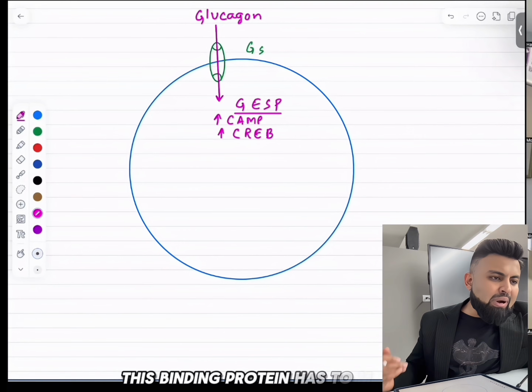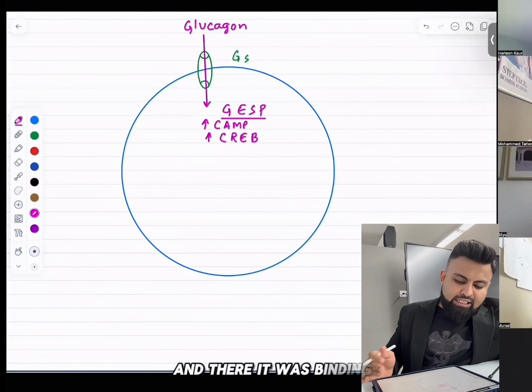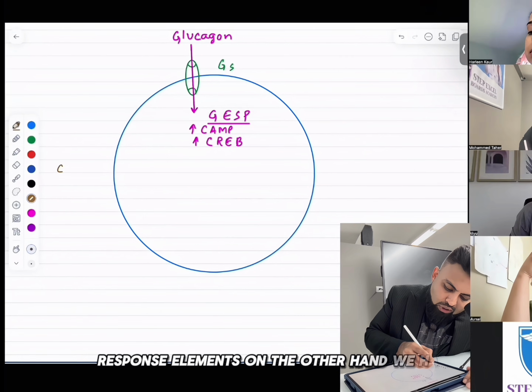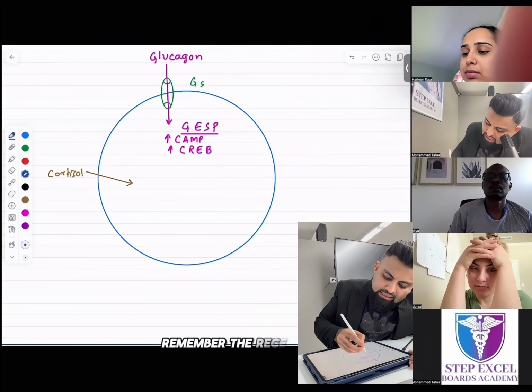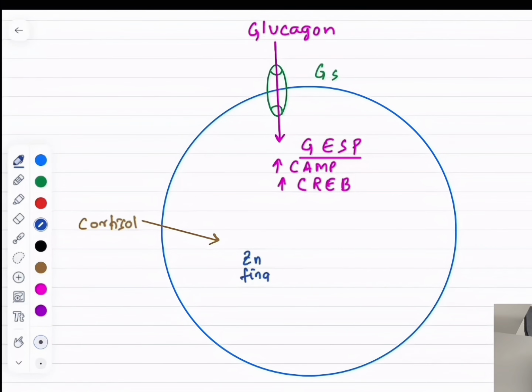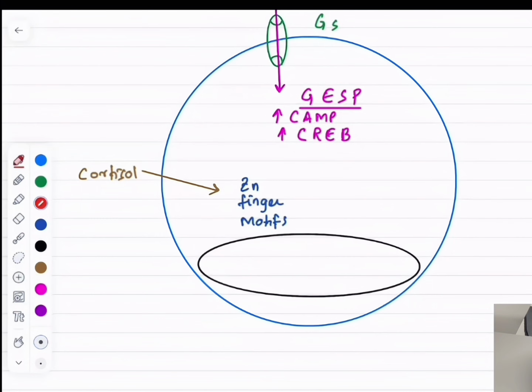This binding protein has to migrate inside the nucleus, and there it binds to cyclic AMP response elements. On the other hand, we have cortisol. Cortisol, which is a stress hormone of the body, has receptors which are intracellular. Remember, these receptors have what? Zinc finger motifs, responsible to regulate the production of a gluconeogenesis enzyme, PEP carboxykinase, right?